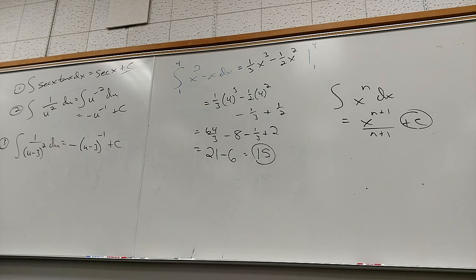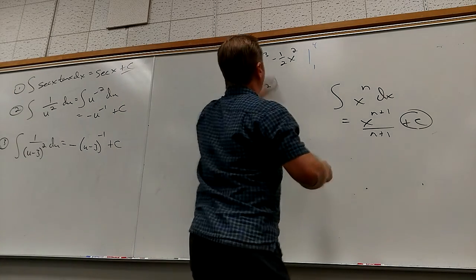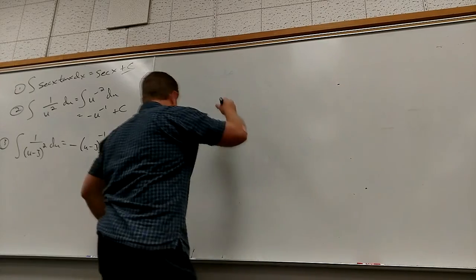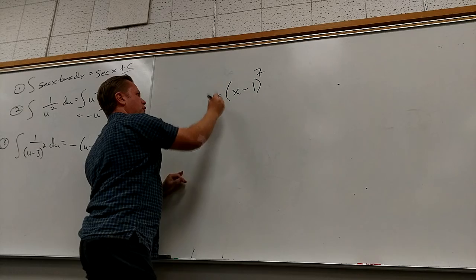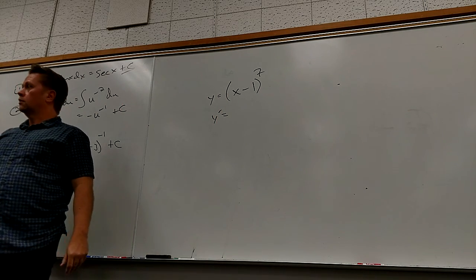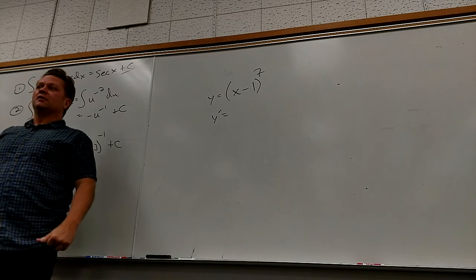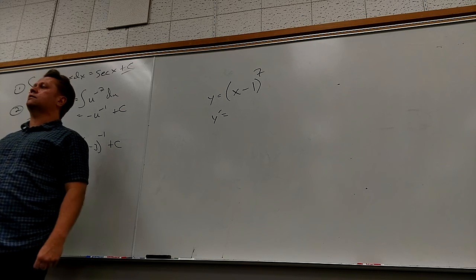Why does it work so easy? Because the inside is just linear. So remember, when do I have to worry about the inside function? If I take the derivative of this, is there going to be a chain rule piece that I have to worry about? Why not? The inside is just linear. Right? In fact, it's not even that. It's got a slope of 1.